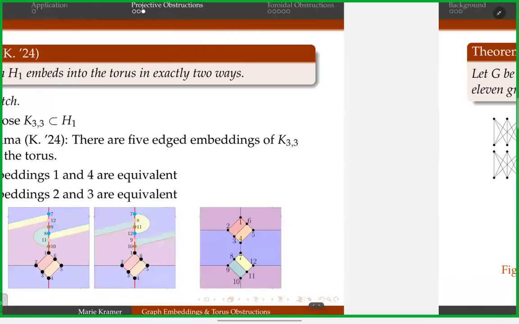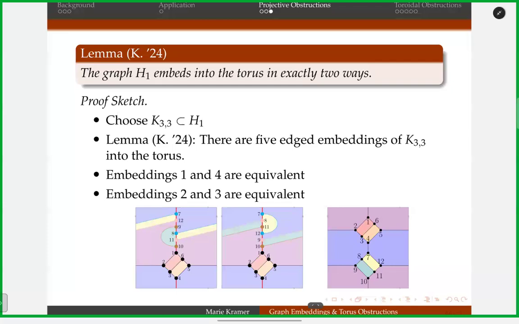All right, and that's the idea of how we show that H1 has exactly 2 ways to embed into the torus, and then very similar ideas work for the remaining cubic projective plane abstractions. We just need different versions of this lemma because sometimes we need more information about how K33 is embedded into the torus exactly. If you're interested in this, there is a preprint on arXiv with exactly these results.